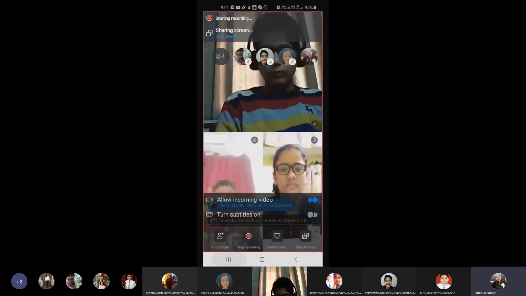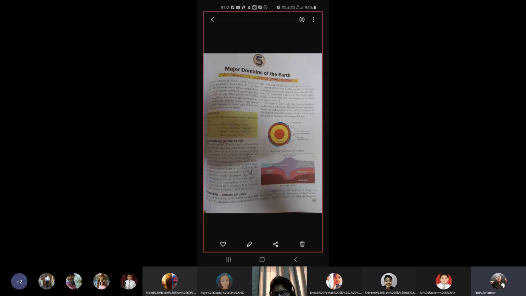First is lithosphere. And the word lithos comes from the Greek word which means rocks. That is the solid portion. That is the soil portion of the earth, the crust of the earth, the basic layers of the earth.